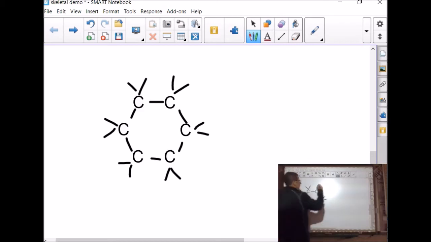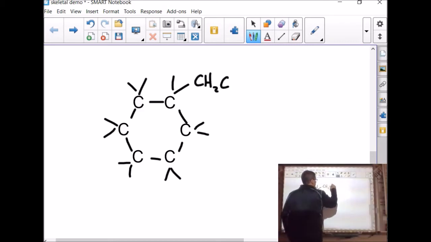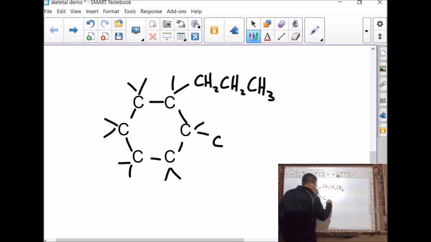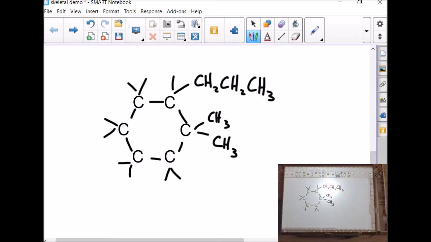Cyclohexane, yeah. If we had an ethyl group there, and let's say we had 2 methyls here, what would the name of this structure be? It would be dimethyl. Go with the smaller numbering. So we would want it to be a 1,1 versus a 2,2.